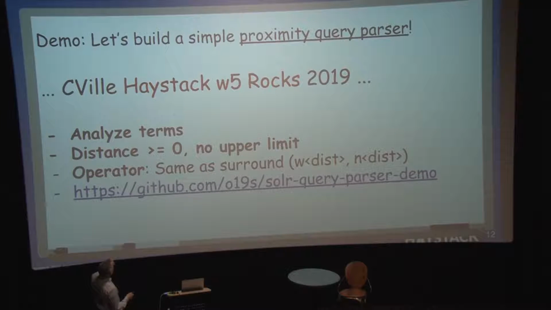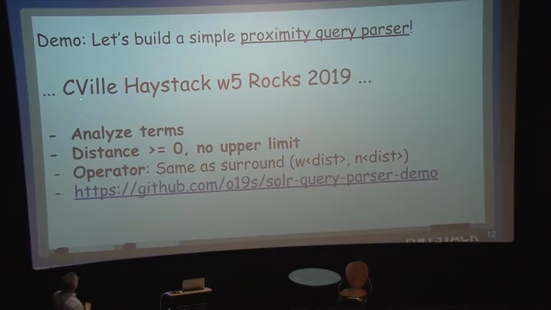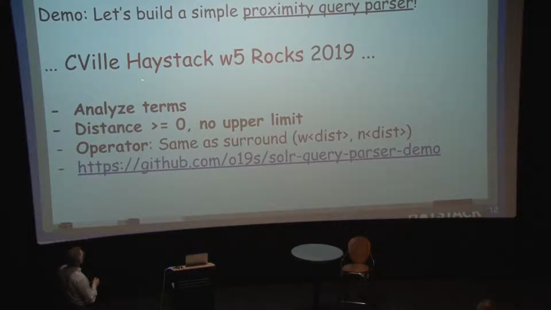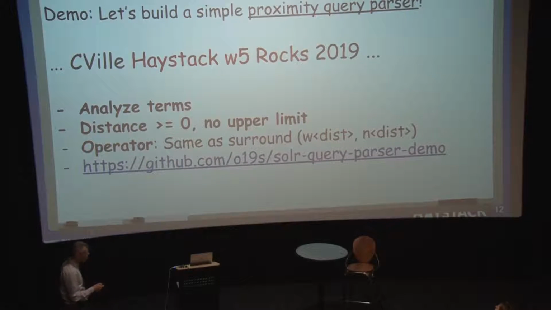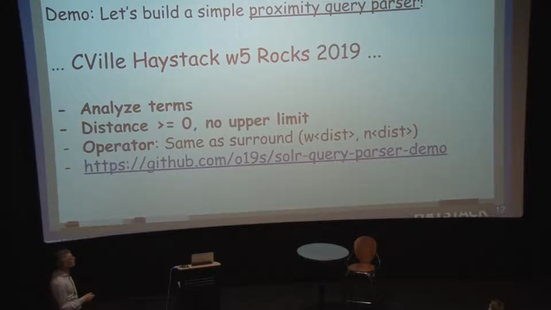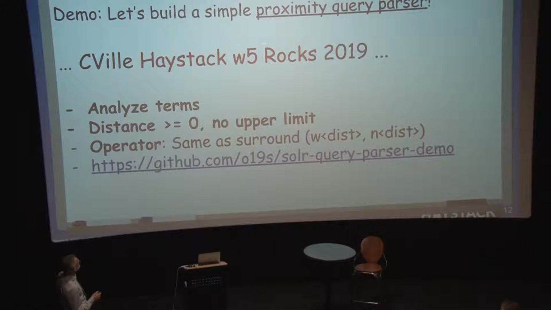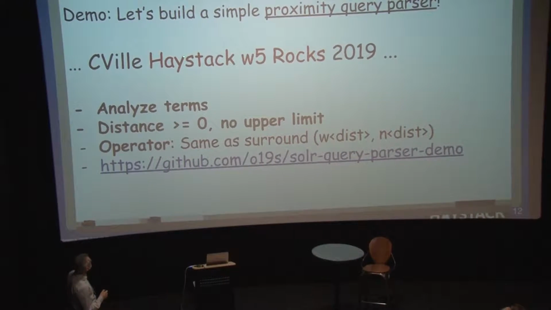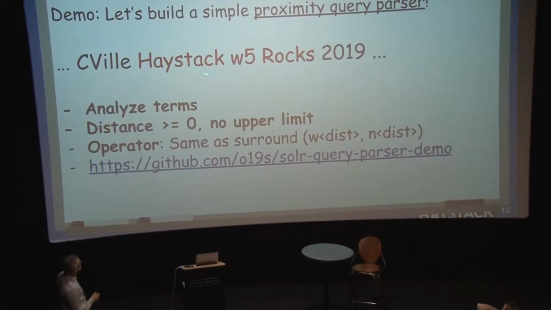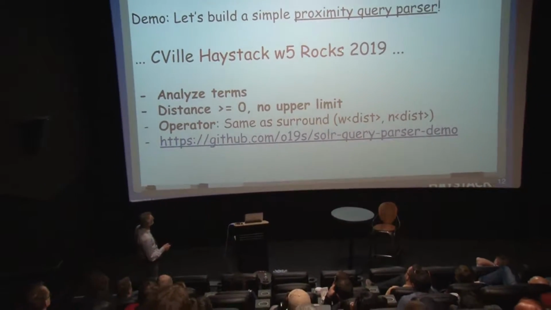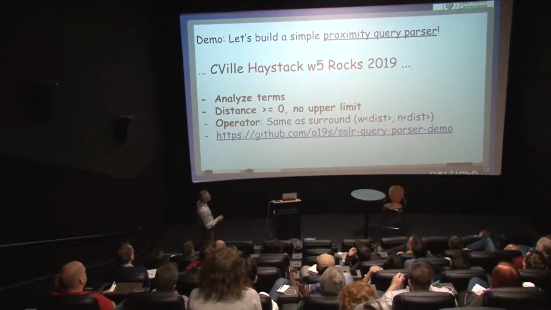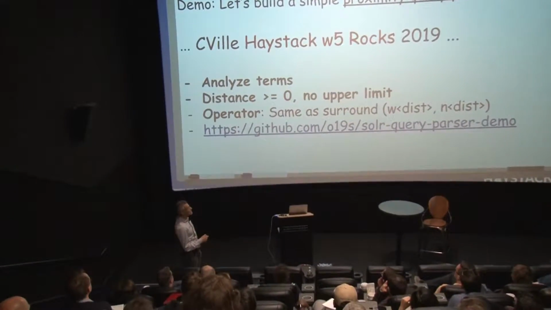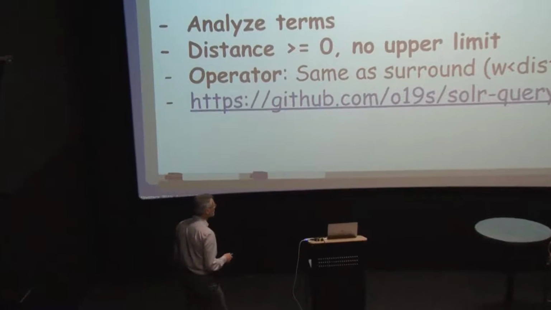Okay, and so basically imagine that the q string is "Cville haystack within 5 positional rocks 2019." What the query parser is going to try to do is pick up on the fact that there's a proximity clause here, which is going to take precedence over the other terms. And we're going to build a Lucene query to essentially execute this, or to approximate what we think the intent is.